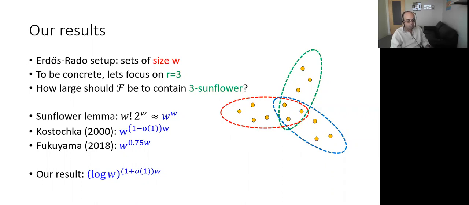For example, one application where I know this is important is Ben Rossman has an application to monotone circuit lower bounds where he actually cared about getting the exponent very close to W. But anyways, log W to the constant times W, you can think about that. And so what I want to tell you now is what ideas go into this improved bound.